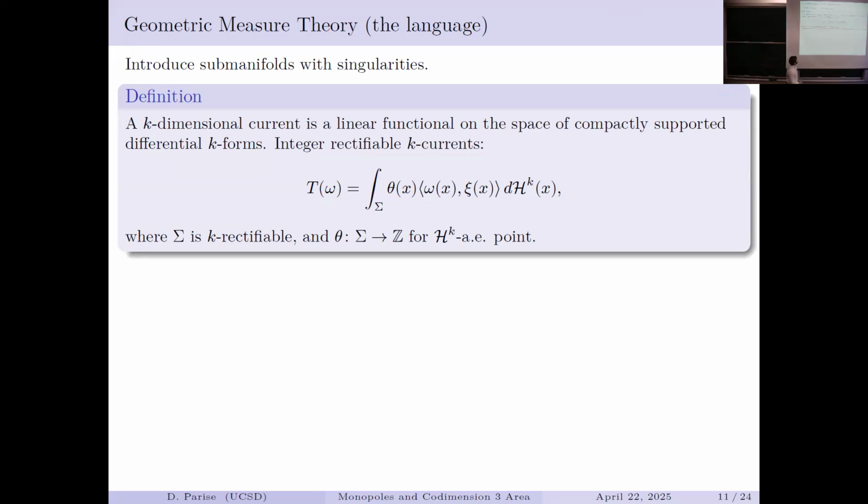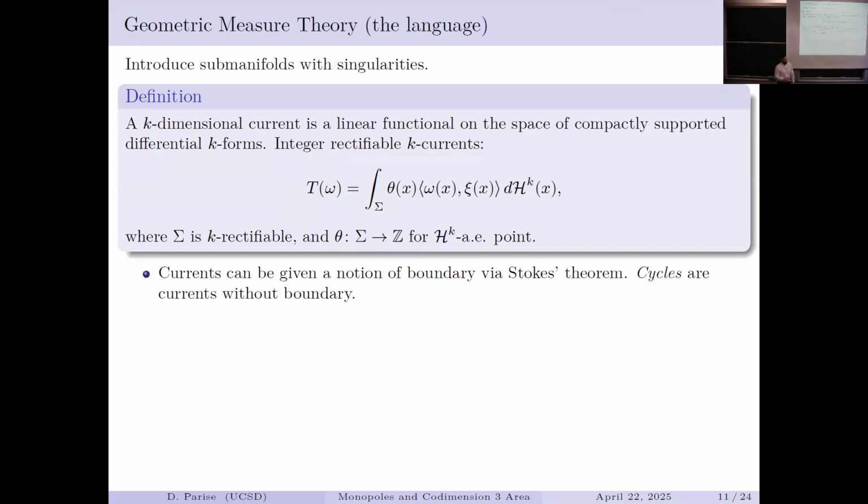And if you know what currents are, then they're just linear functionals over the space of compactly supported differential forms. But in particular, we'll be interested in integer rectifiable currents, so currents that take the following form, in which the linear functional on the space of compactly supported differential forms is given by integration over sigma, which is a certain rectifiable set, and where theta is integer valued almost everywhere. Currents have the interesting feature that they can be given a notion of boundary by a Stokes theorem. And cycles will be currents without boundary.